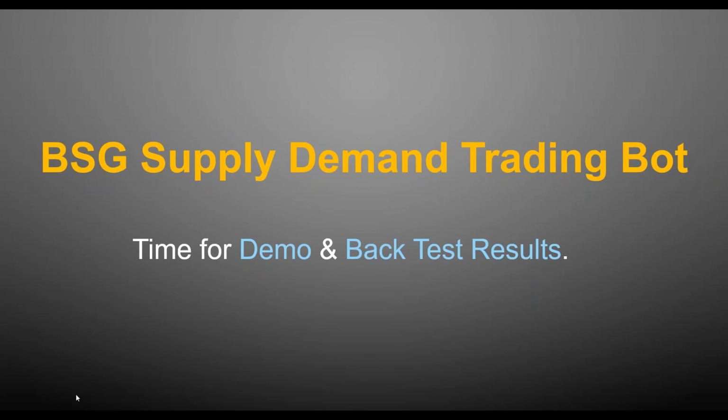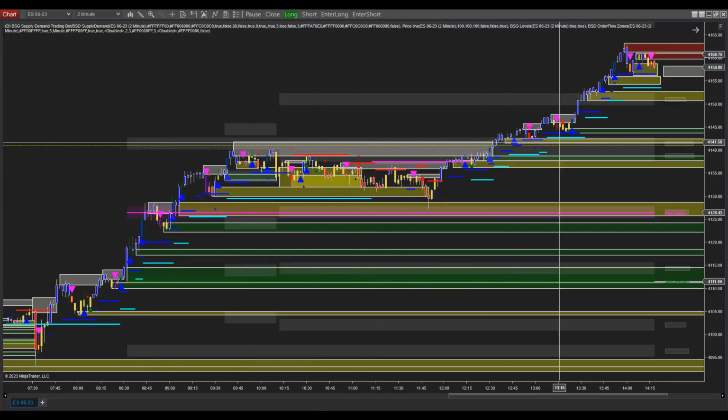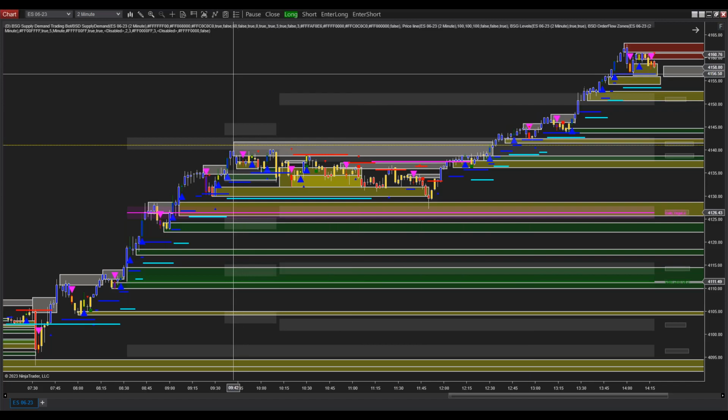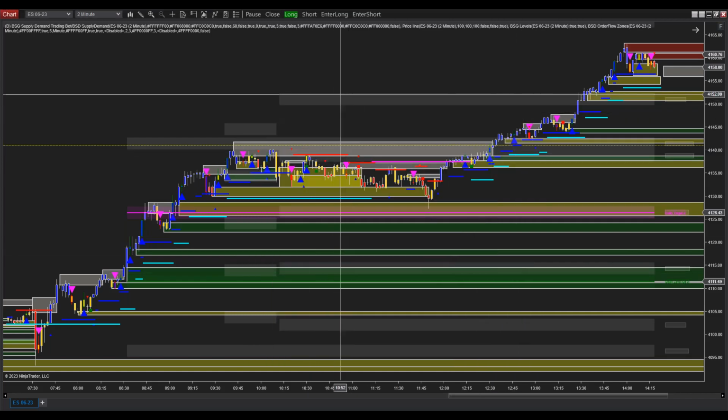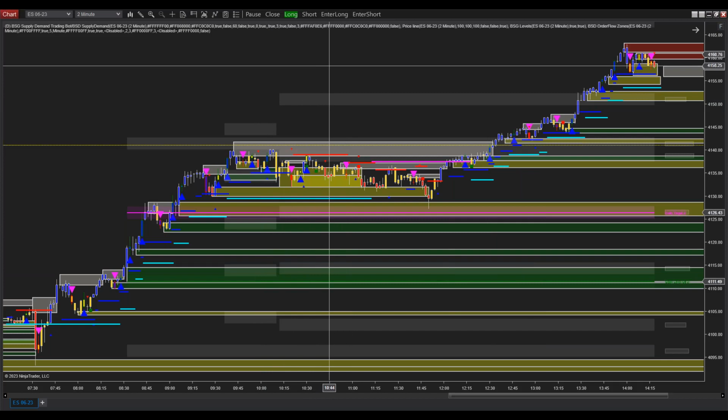Okay, let me switch a little bit to my chart. This is fifth. I think I wanted to, because I prepared the backtest results as of yesterday evening. That's why I wanted to show. Okay, let me.